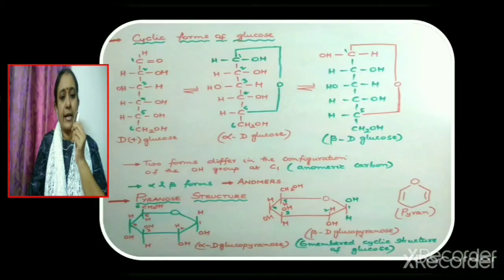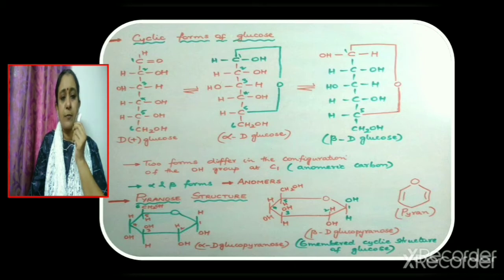It is found that the two forms, that is alpha D glucose and beta D glucose, differ only in the configuration of the OH group at C1. In the case of alpha D glucose, the OH group with the first carbon is shown on the right hand side, whereas in the case of beta D glucose, the OH with the first carbon is shown on the left hand side. So the two forms differ only in the configuration of the OH group at the first carbon.